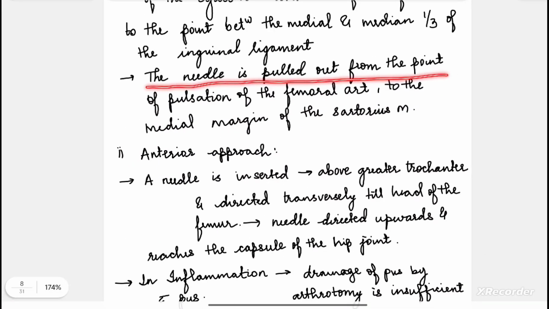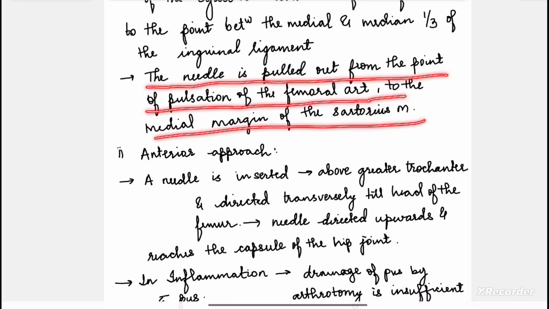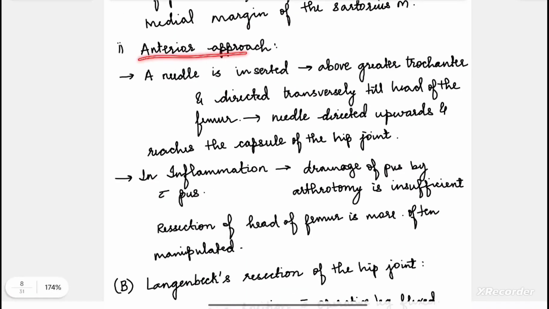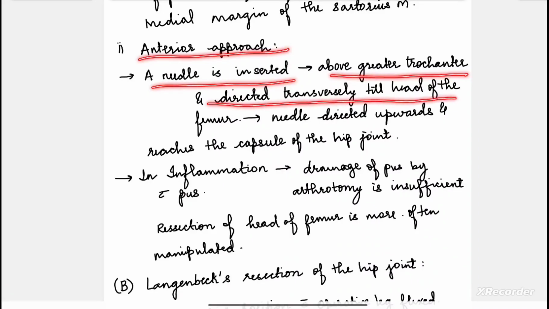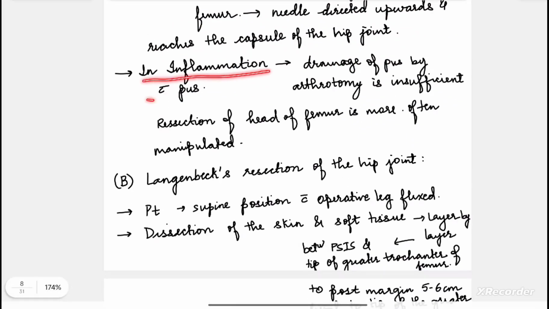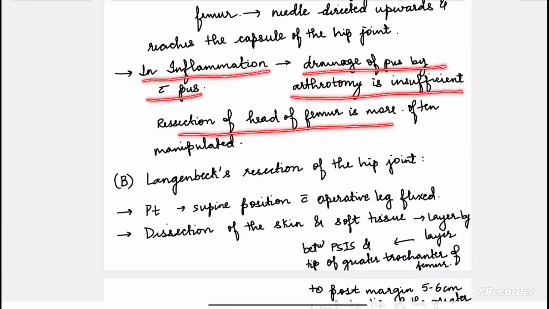Needle is pulled out from the point of pulsation of the femoral artery to the medial margin of the sartorius muscle. In the anterior approach, the needle is inserted above the greater trochanter and directly advanced to the head of the femur. Needle is directed upward and reaches the capsule of the hip joint. In inflammation with pus, drainage of pus by arthrotomy is insufficient. Resection of the head of the femur is more often performed.